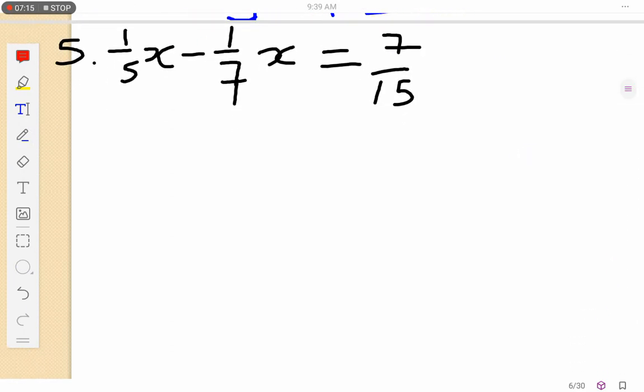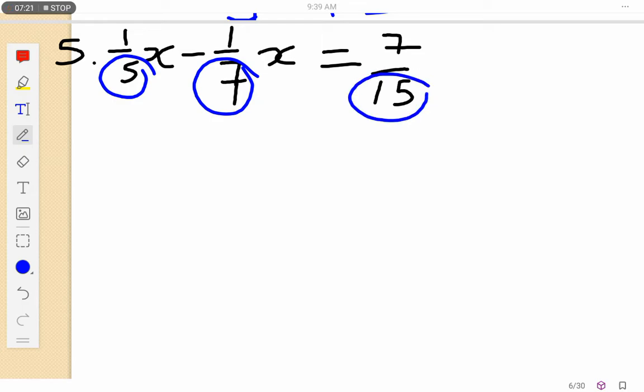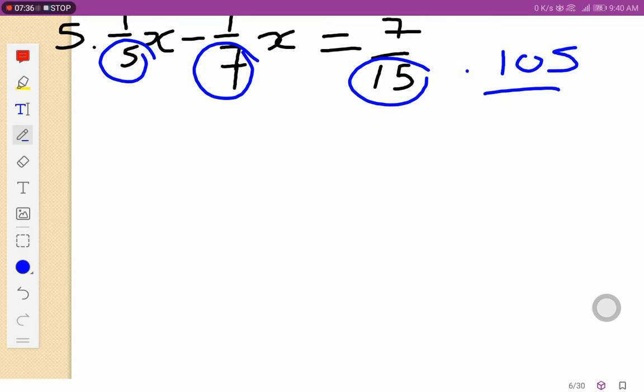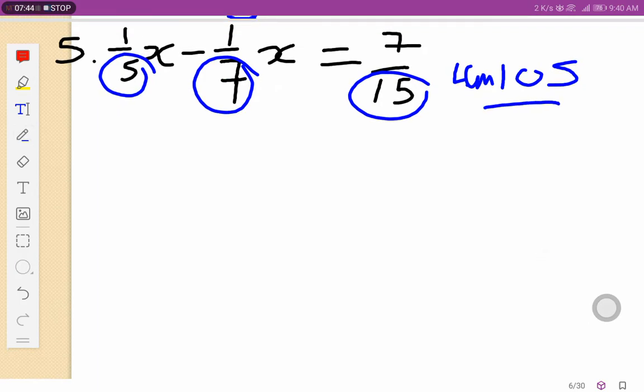Okay, this one, I can find the lowest common multiple of 5, 7, and 15. So what can I think of? Okay, let's say 7 times 15, I'll get 105. Okay, 5 can go into this one, so this is my lowest common multiple here. Okay, so I'll multiply everything by that number there.